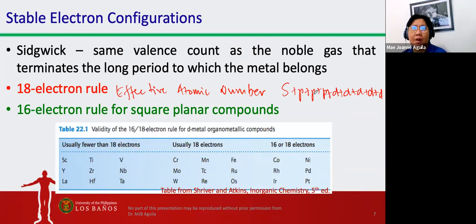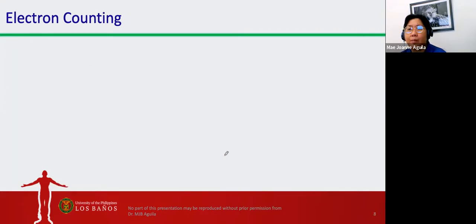So we have here a summary of those central metals under the transition metal, which can usually have fewer than 16 electrons, or 16 or even 18 electrons. It can have 16, particularly if it's in the square planar, but usually those that are in the middle are 18 electrons. So how do we do electron counting?